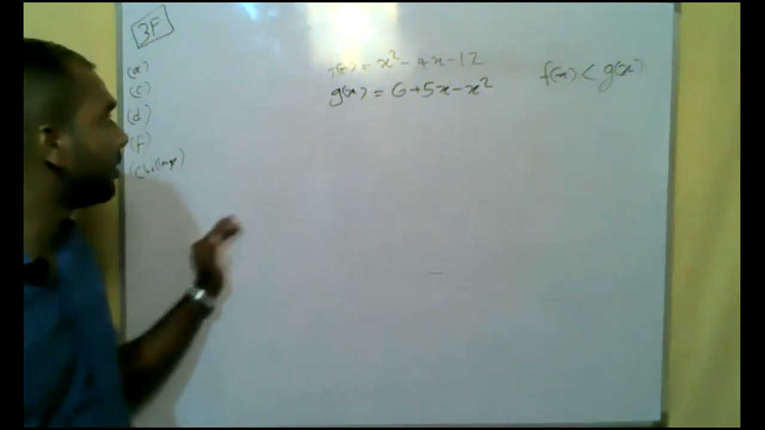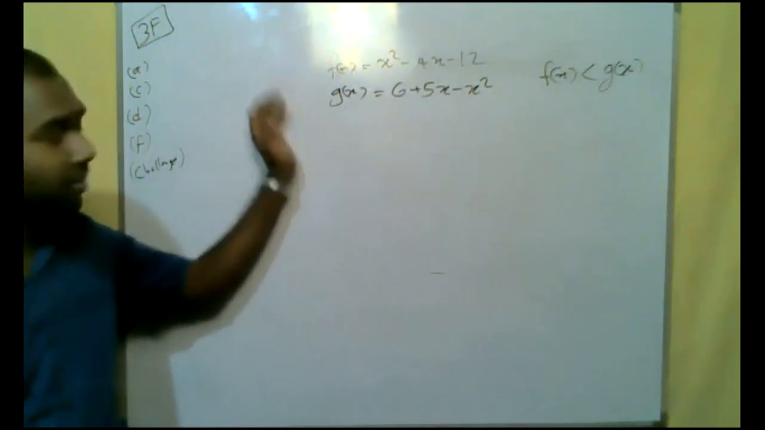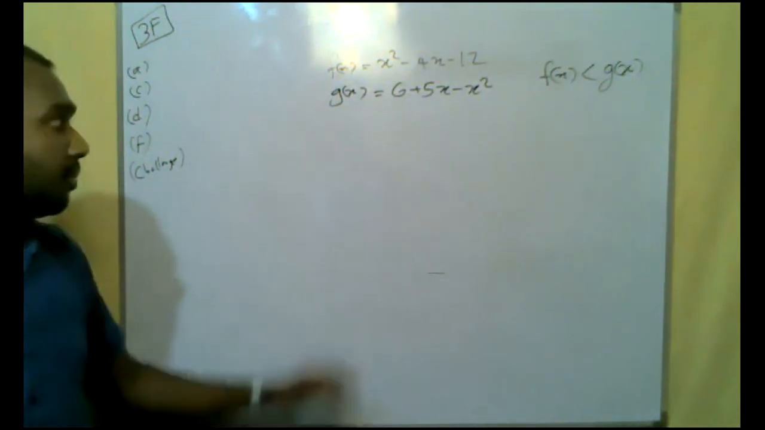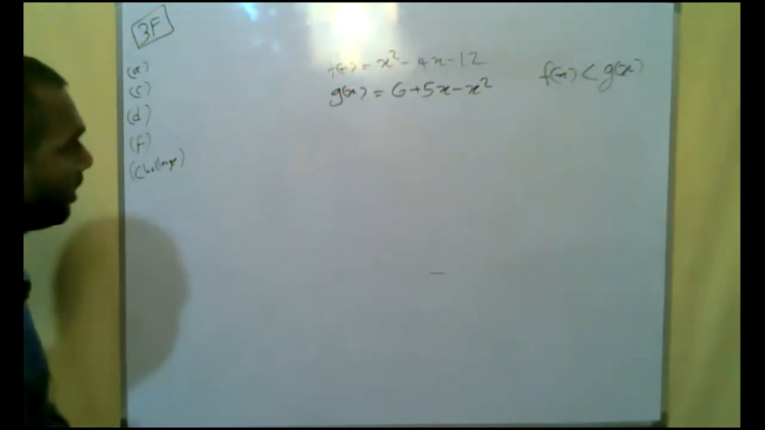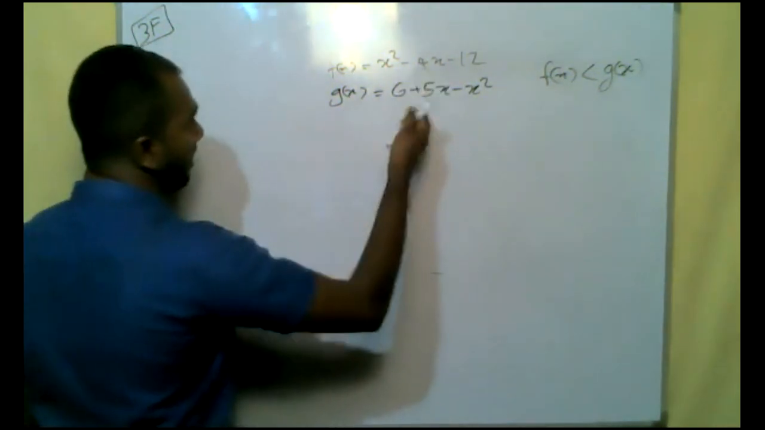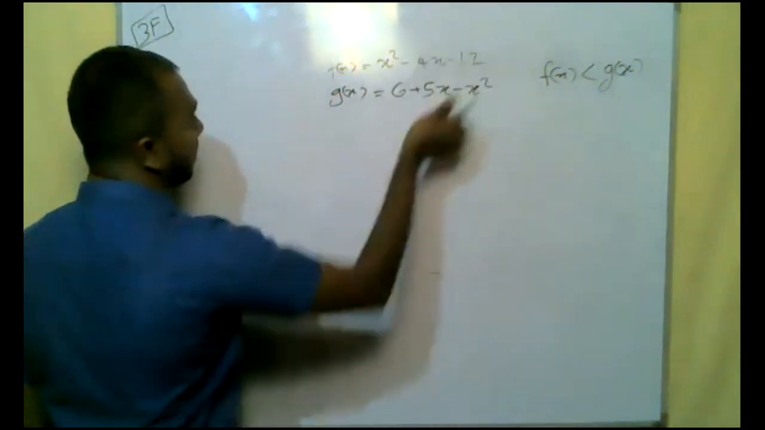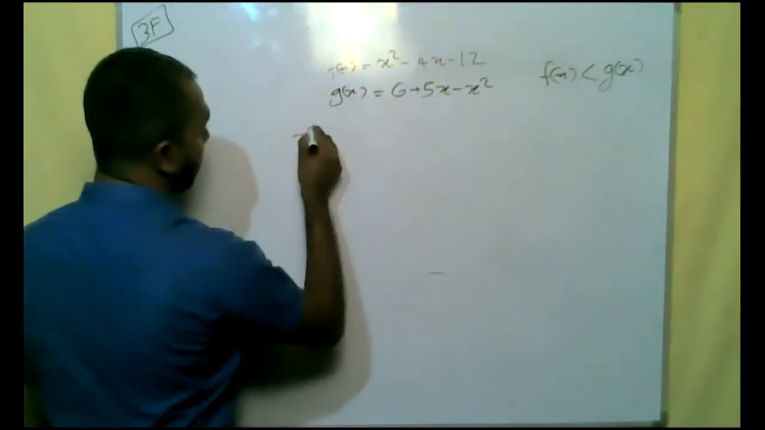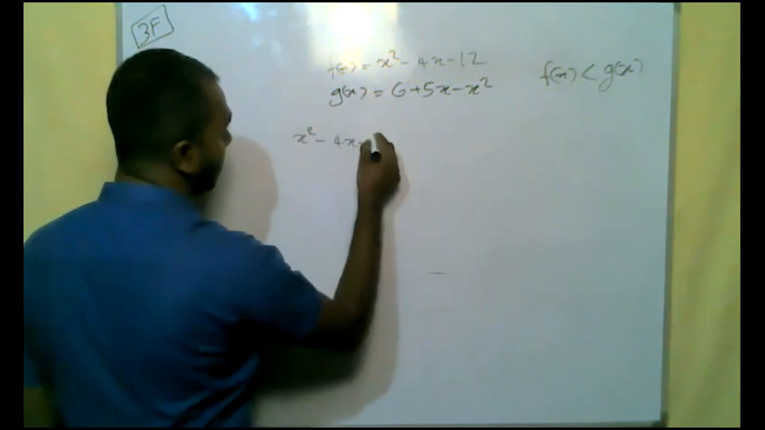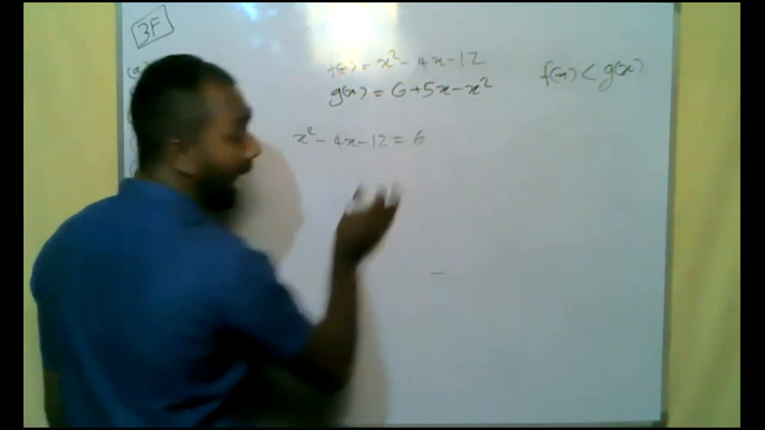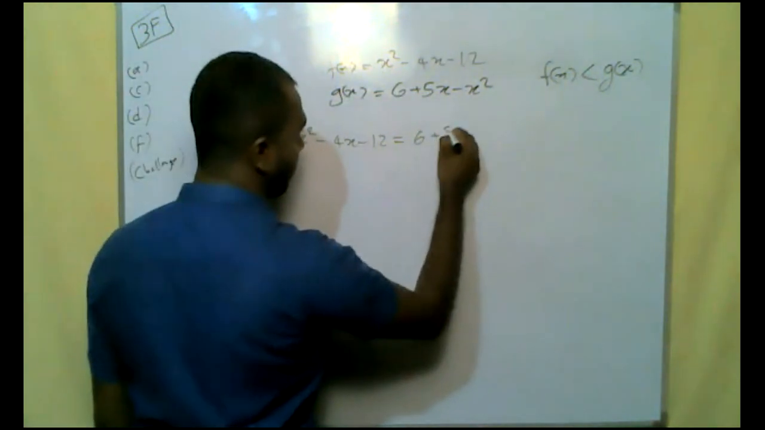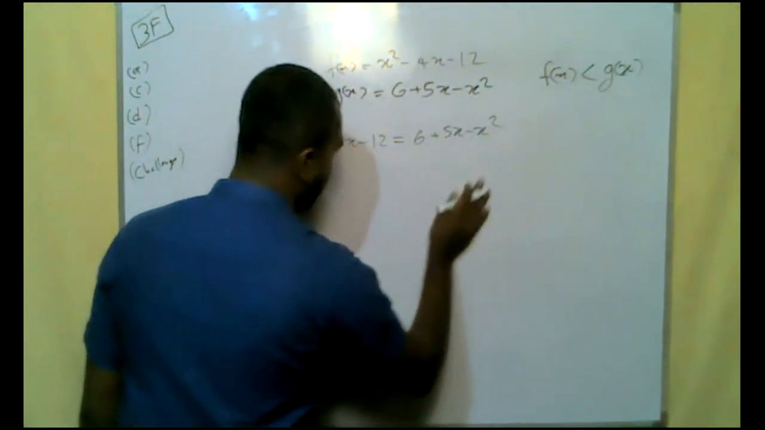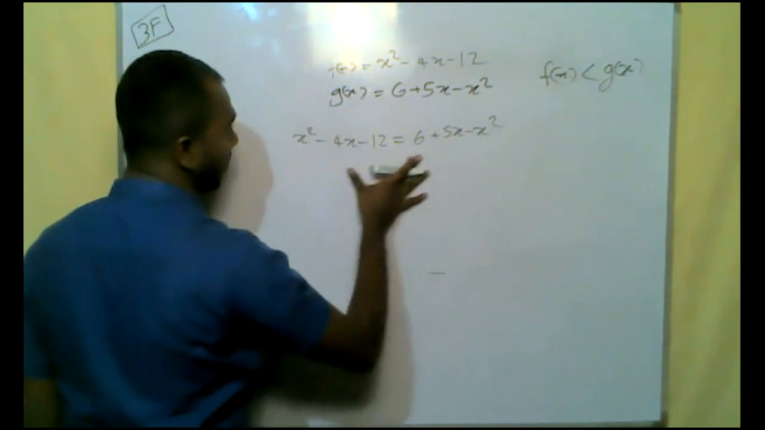But here both of these equations are quadratic equations. So even though that is the case, it's similar to the earlier occasion. So what you can have is x squared minus 4x minus 12 should be equal to, at the points of intersection, these two equations should be equal, 5x minus x squared.